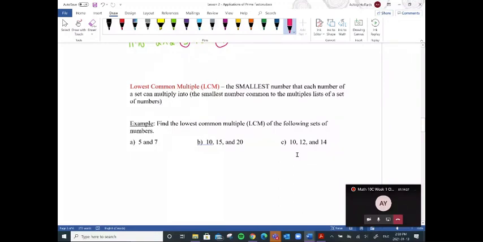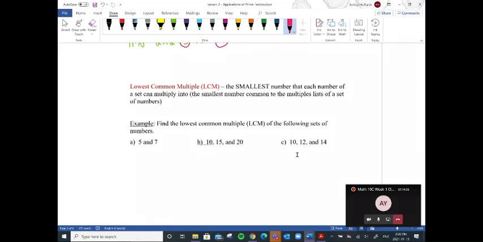What's nice about greatest common factor and lowest common multiple is we can use prime factorization to find both. Once we have our prime factorization lists, it's a different method to find the GCF versus the LCM. We do the division table and the factor tree the exact same to start with, and then there's a slight difference when we're finding the LCM at the end.